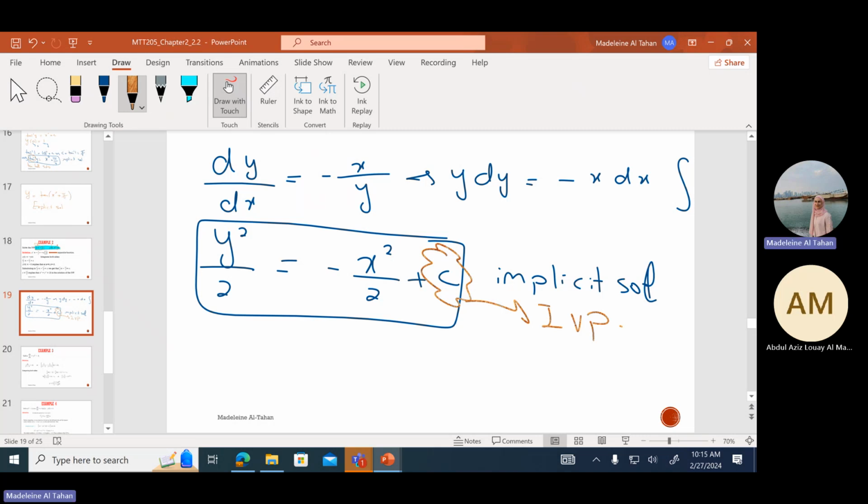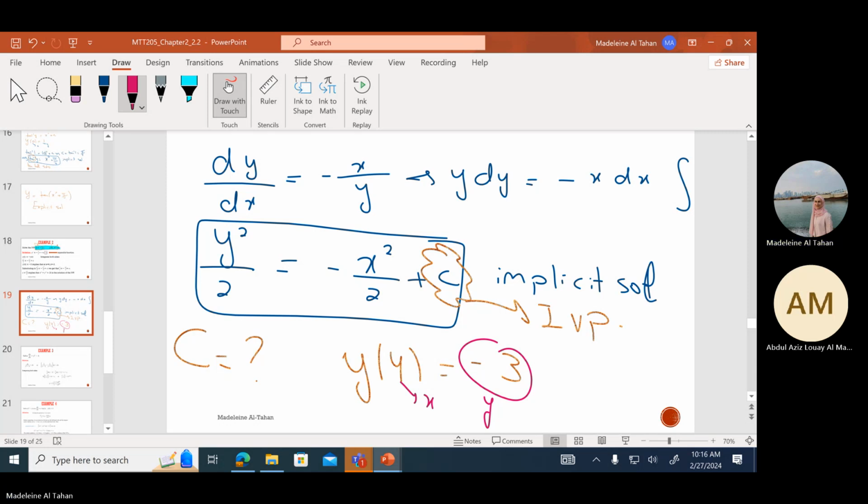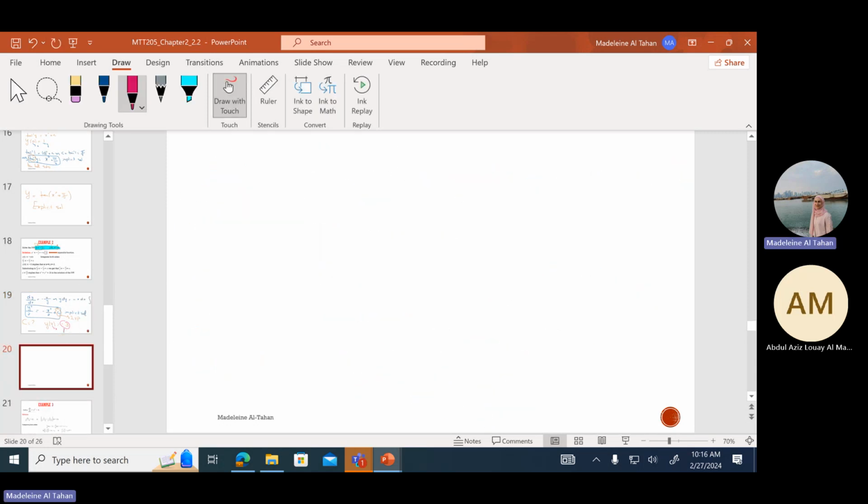Now, what's the next step? Our aim is to find C. From where should we find it? y(4) equals -3. What does it mean? Substitute x equals 4 and substitute y equals -3. Where should we substitute? Here in this equation. Are you okay with it? Okay, let's continue. So y squared over 2 minus x squared over 2 equals... 3 squared over 2 equals minus x squared.